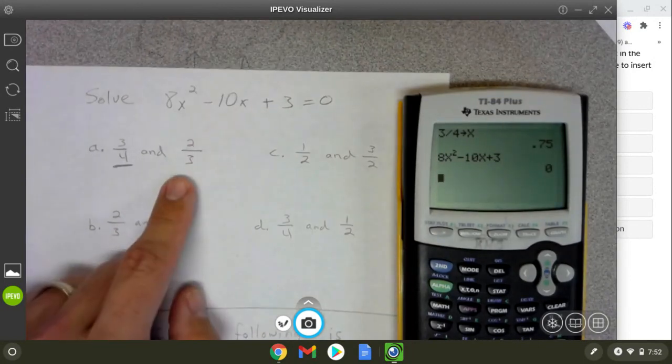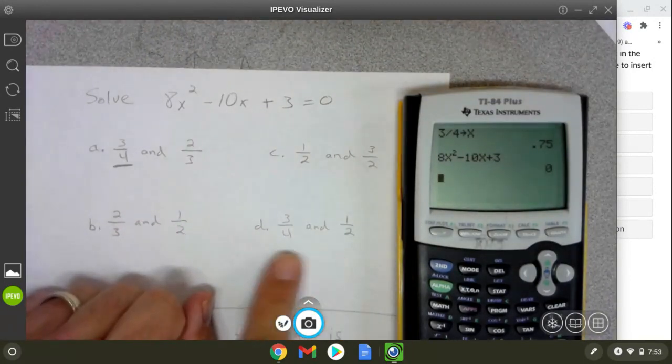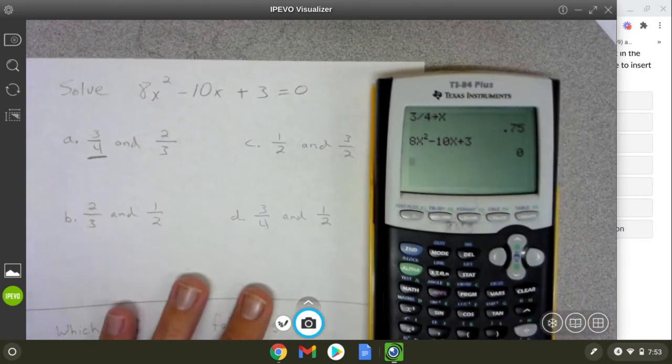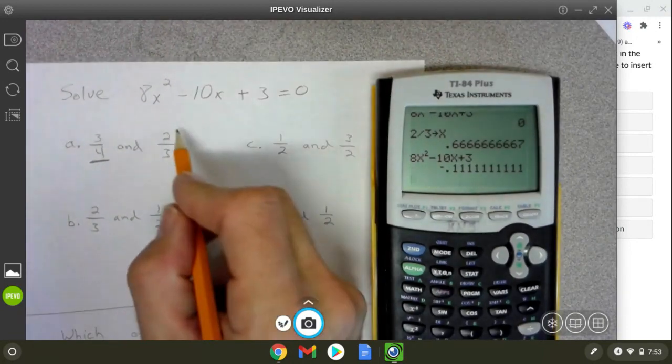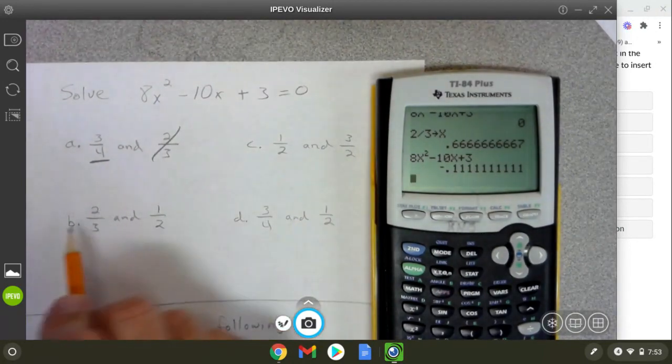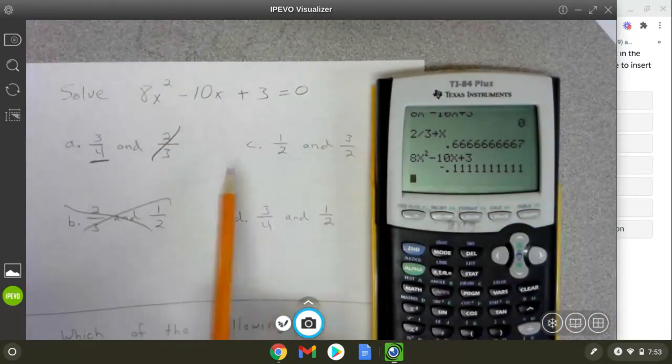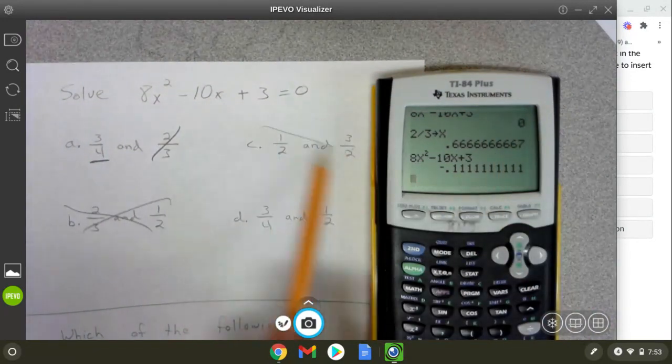All right, but now I've got to check the 2/3 because there's two answers that have 3/4. Let's do 2/3 store to x, and then we can just go back up and reevaluate this. Enter. And we do not get 0. So this is not the answer, so B's out. This one's probably out because it doesn't have a 3/4.